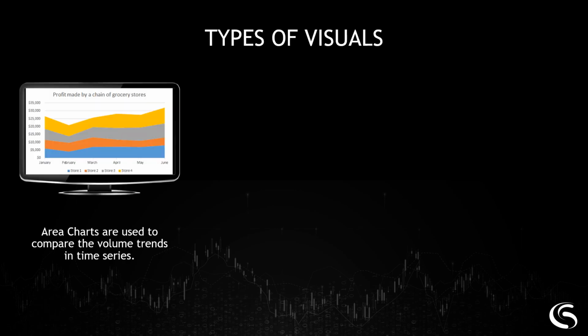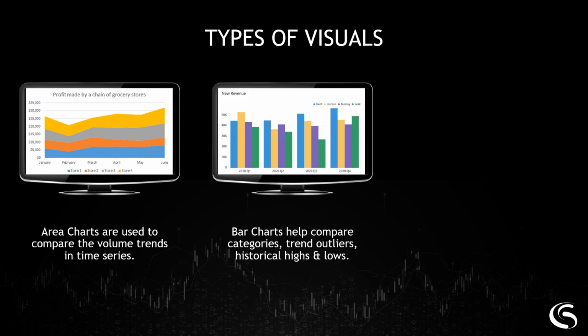First, let's talk about area charts. Area charts are used to compare the volume trends in time series. The area between the axis and the lines are commonly emphasized with colors and are used to compare different quantities.